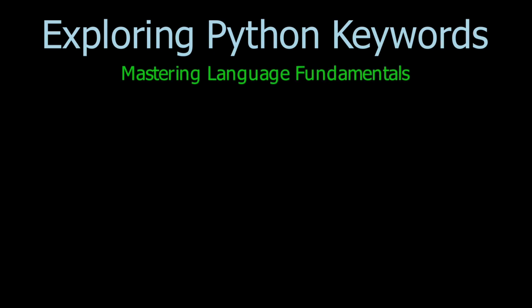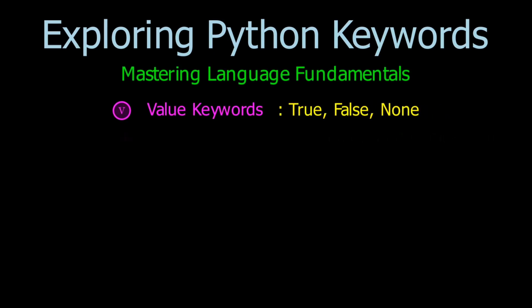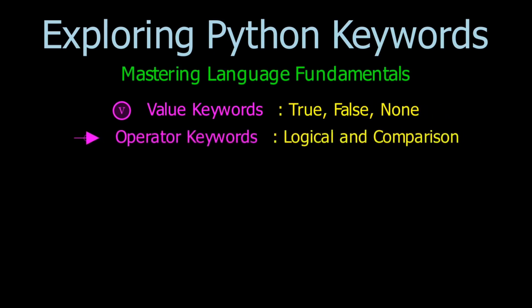In this section, we will explore Python keywords. These core elements form the foundation of Python programming, and understanding them is crucial for mastering the language. We will explore 6 essential categories of Python keywords, each serving a unique purpose in our code.